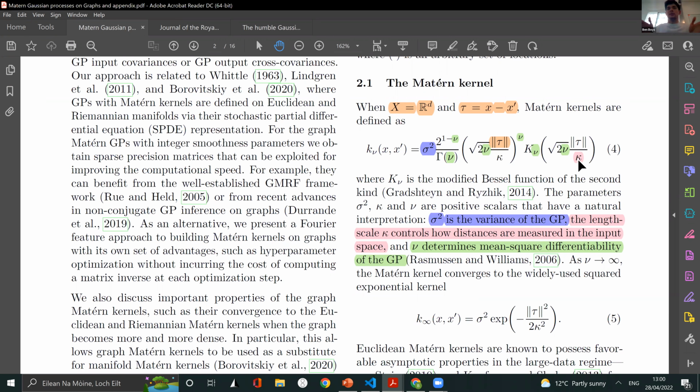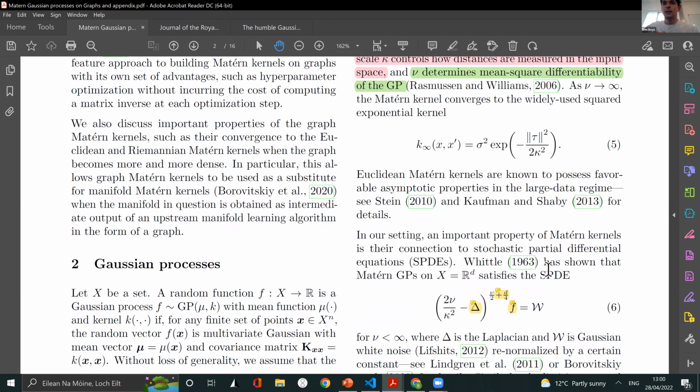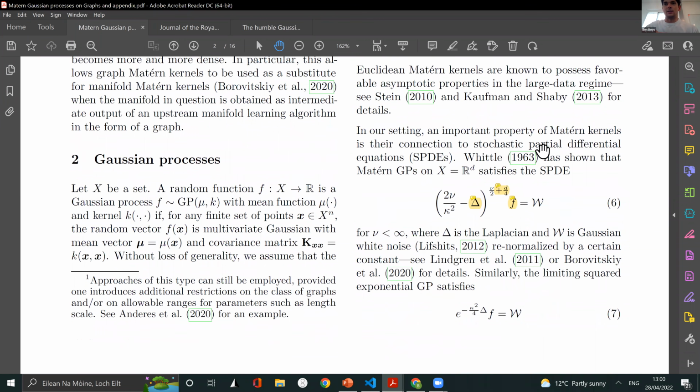Then kappa is the length scale, the scale over which the function varies. And so you want to tune those either by using cross-validation or by maximizing a marginal likelihood in the Bayesian setting, to choose those parameters so that you perform well on the test set. And I guess the point at which this paper stemmed from was in 1963, when a guy called Whittle made a connection between stochastic partial differential equations and Gaussian processes with a Matern kernel.